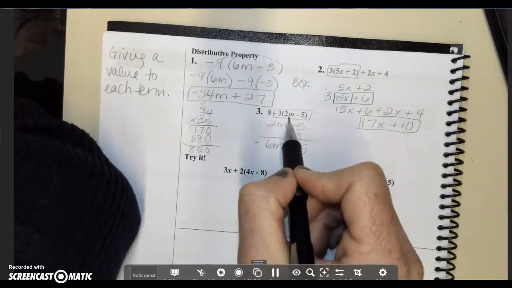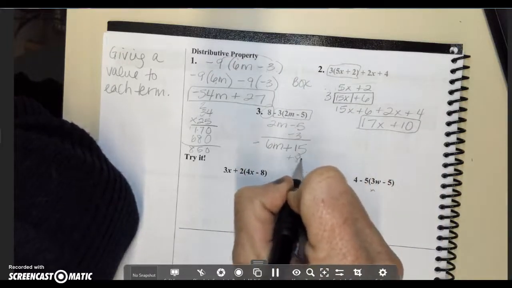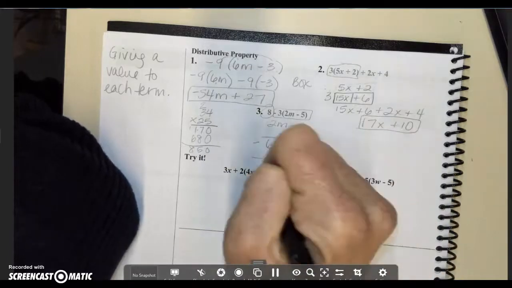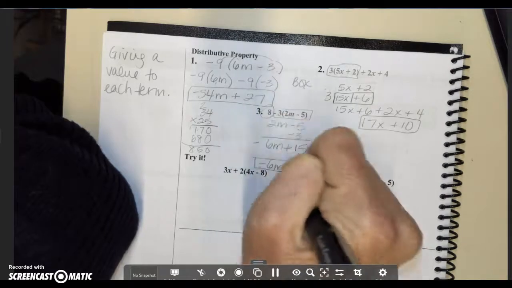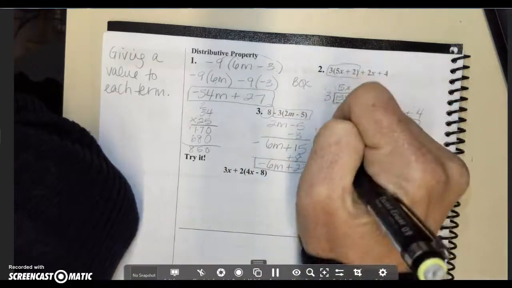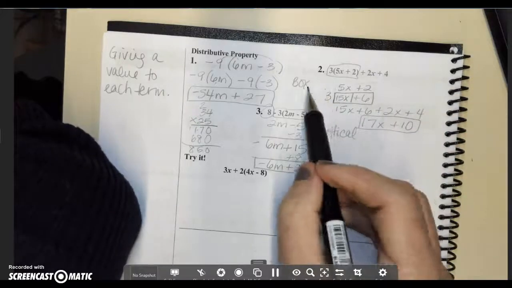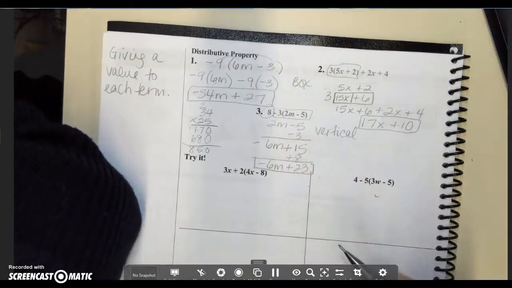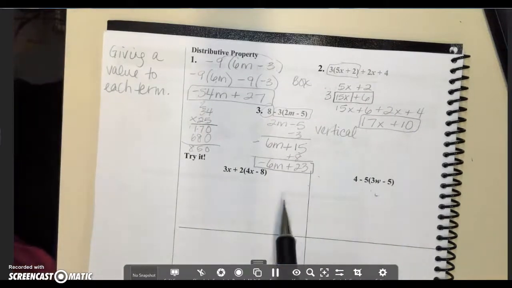So I did the distributive property. Now I just need to add that 8 onto there. So I'm going to add 8, and I would get negative 6m plus 23. Okay, so this is called vertical method. So you've got 3 options of how you can do distributive property. I just want you to find one that makes sense to you.